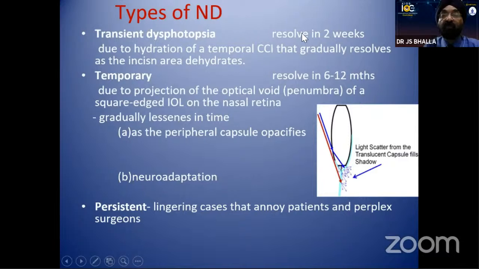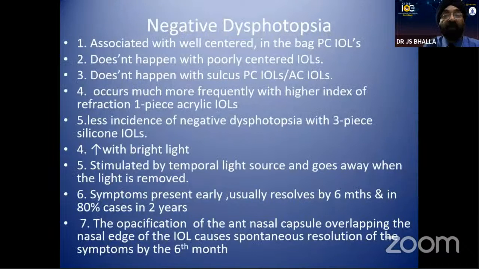Transient is the one which resolves in 2 weeks, and the culprit is the hydration of the temporal clear corneal incision. Temporary is the one which gets resolved within 6 to 12 months due to the opacification of the peripheral rim of the anterior capsule, and also because of neuroadaptation. Persistent consists of lingering cases that annoy the patient and perplex the surgeons. It is associated with well-centered in-the-bag PC IOLs. It does not occur with sulcus IOLs, does not occur with AC IOLs, and does not occur with poorly centered IOLs.